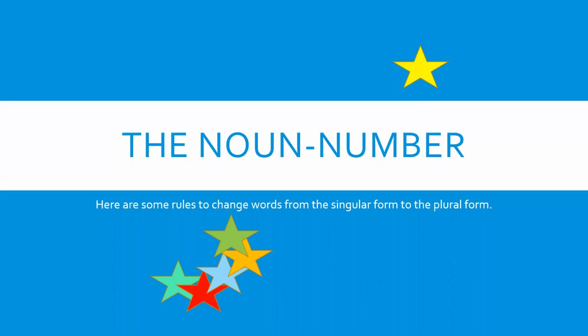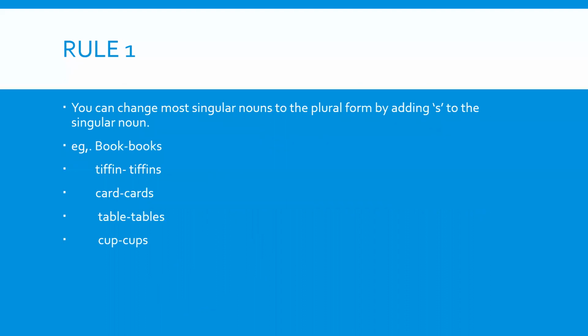Here are some rules to change words from the singular form to the plural form. The first rule: you can change most singular nouns to the plural form by adding s to the singular noun. So if you have a noun like book, you just have to add an s to the end of the word to convert it from the singular form to the plural form. Book, books, tiffin, tiffins, card, cards, table, tables, cup, cups.